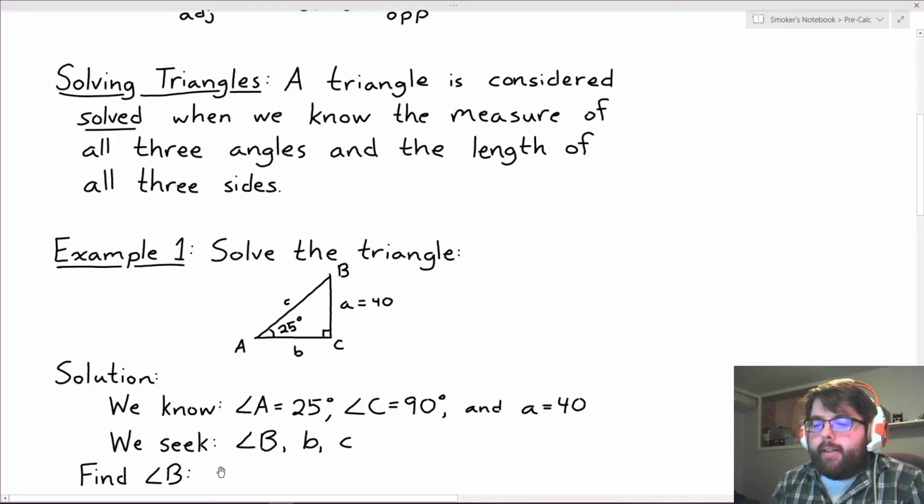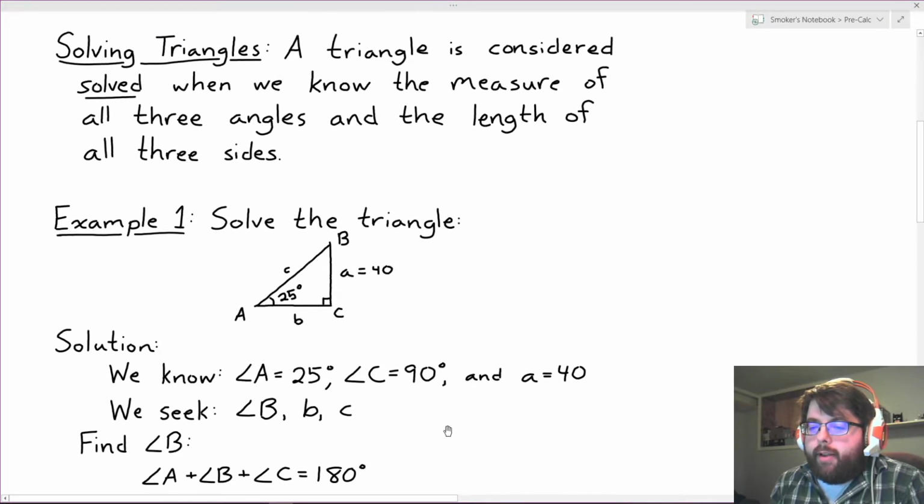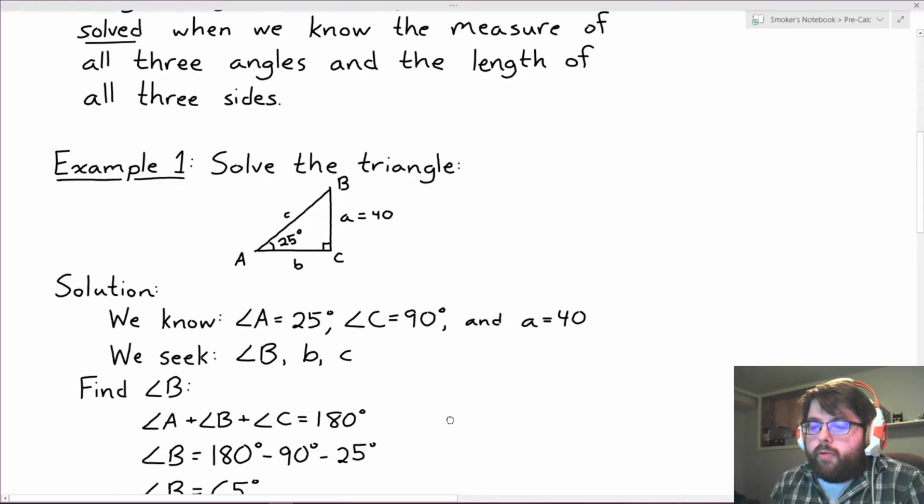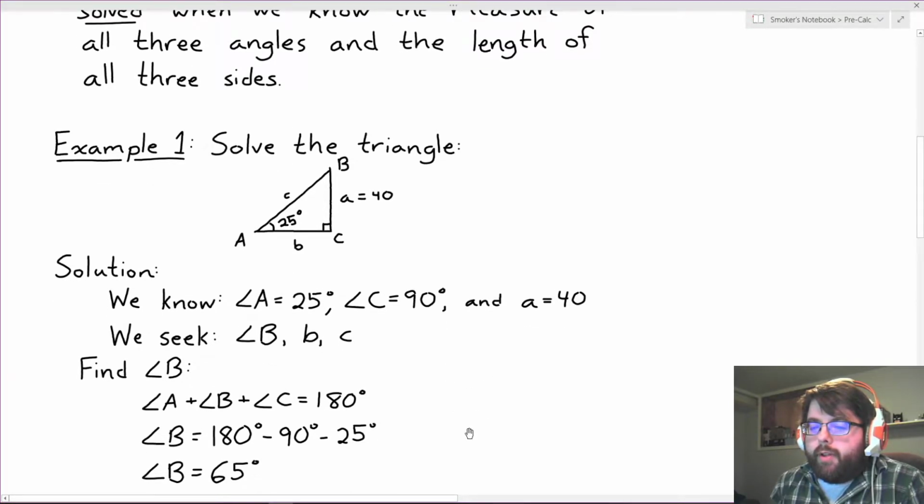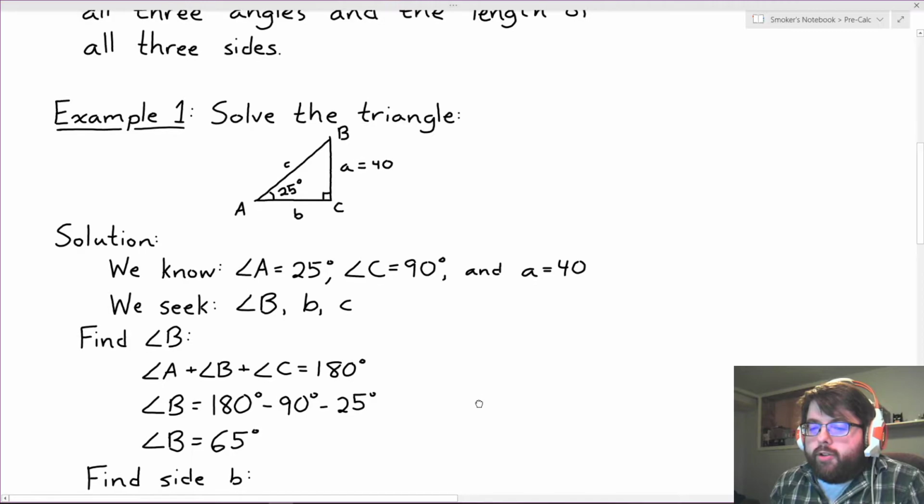But in this case, I'm going to start by finding angle B. We know that these three angles have to add up to 180, or these two have to add up to 90. So we use that knowledge to find angle B is 65. Pretty easy stuff right there. Hopefully you're not struggling with that from pre-calc.